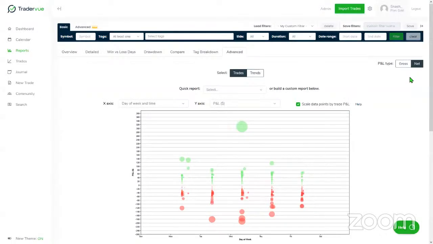When you click on net, it's actually taking into account your commissions and fees. And, of course, it's super important, especially for those trading more at a professional level. You want to see your results taking into account the commissions and fees. So yes, if you want to see your results taking into account commissions and fees, click on net. If not, just click on gross.